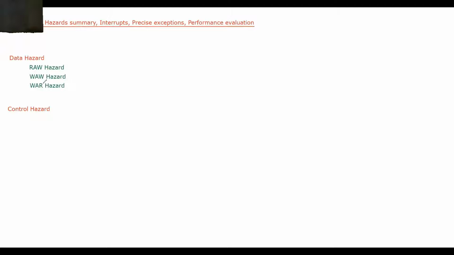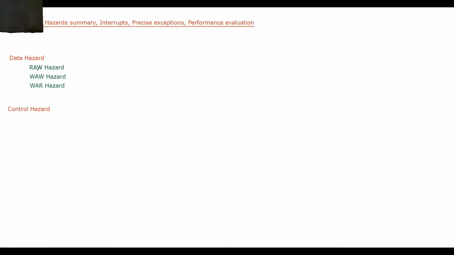So we will provide some summaries and we will also discuss interrupts and precise exceptions, how they are handled in case of a processor pipeline. And we will do one or two problems where we will see how we can evaluate the CPI, or how we can evaluate the performance of a processor.